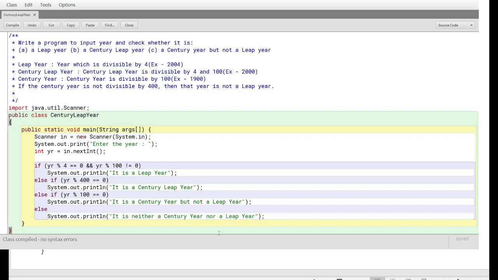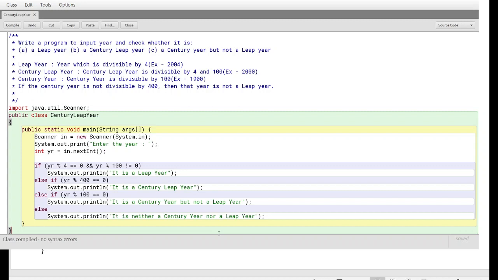Now, by century year we mean the year which comprises 2 zeros at the end. That means it is a century. So century leap year means a century year which is also a leap year. So what is the condition to check century leap year?